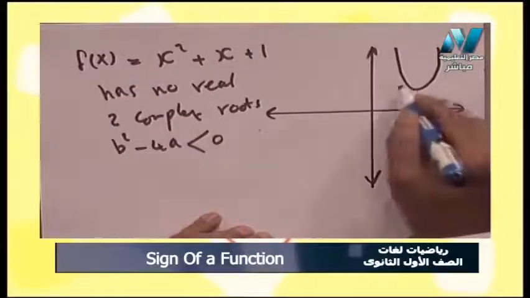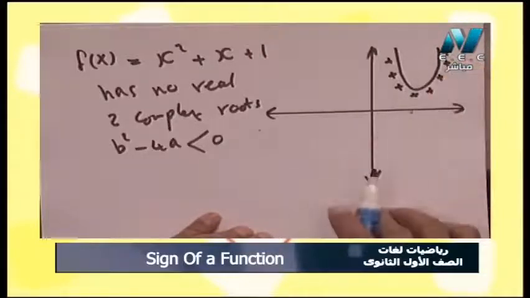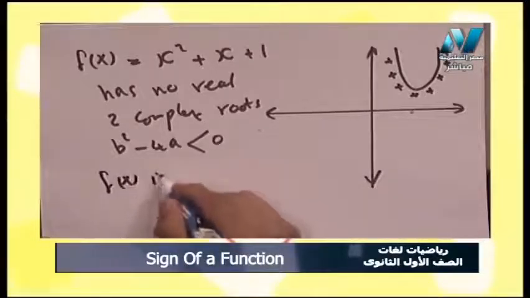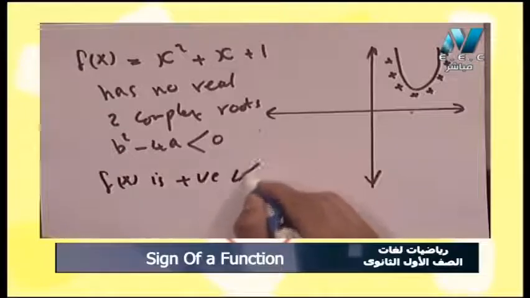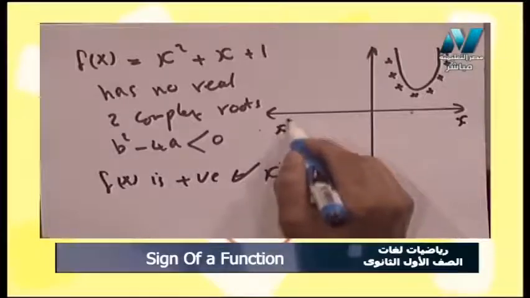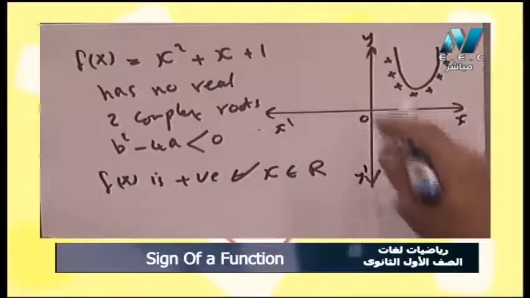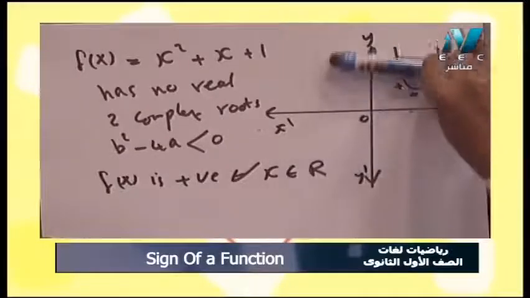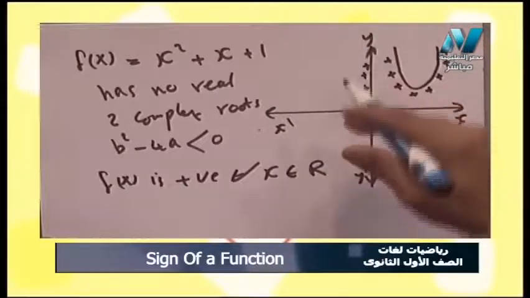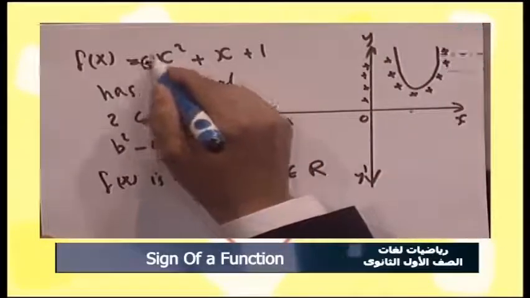So all of these parts of the function will be positive for all x. So we say that f(x) is positive for all x belongs to R. Here, x and x dash, the negative part and the positive part, this function will be positive because it lies completely upward to the x-axis. It lies in the positive part of the y-axis, so the function is always positive.